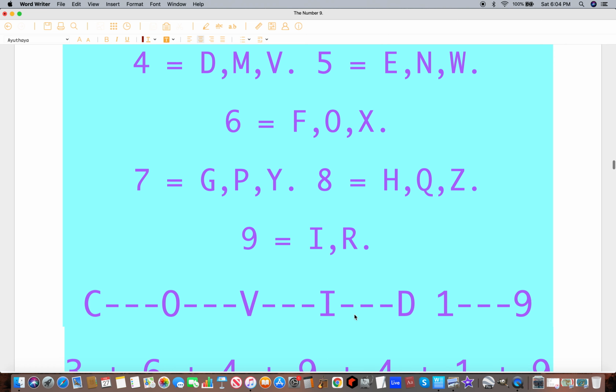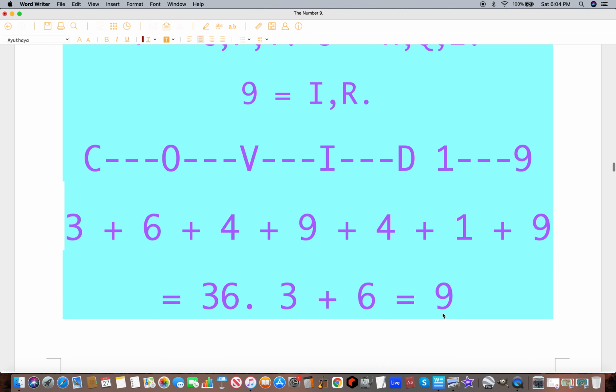Okay, so COVID-19, right, is 3649419. That's equal, added together, to 36. 3 plus 6 equals 9. So COVID-19 comes back to 9 also.